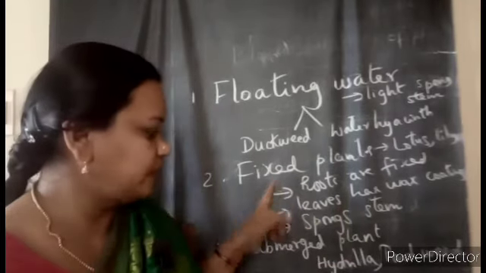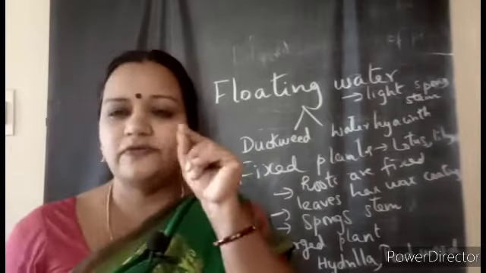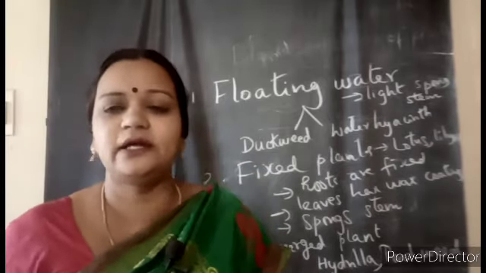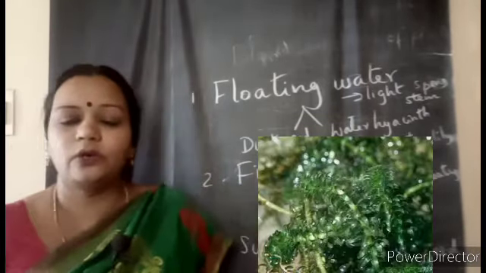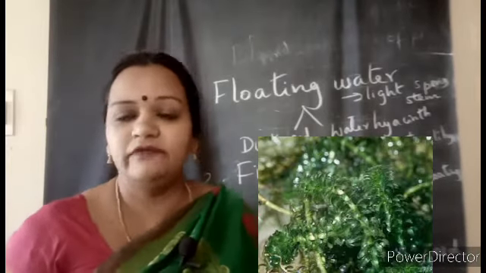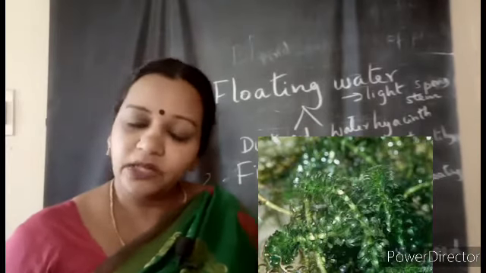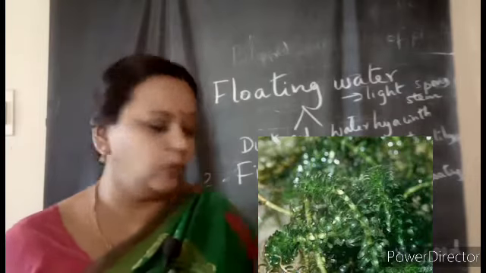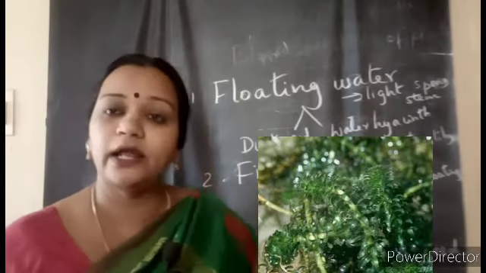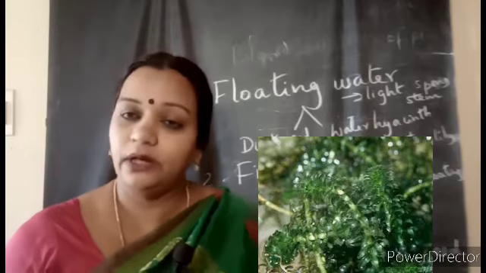When we talk about submerged plants, they have narrow leaves, very small. You can see that hydrilla picture. Narrow leaves and also short roots will help them to live submerged. Submerged means completely immersed in the water. So how are they helpful? How do they help? They will.